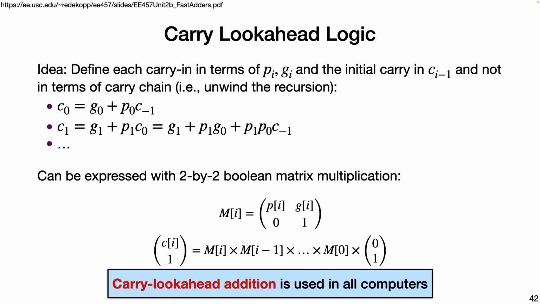These are associative operators, and so you can compute all of these with parallel scan. It turns out you can also express it with Boolean matrix multiplication by setting the matrix to this, but I just think of it in terms of unwinding the expression. This is called carry look-ahead addition, and pretty much every computer uses it. They just make circuits to implement this logic.